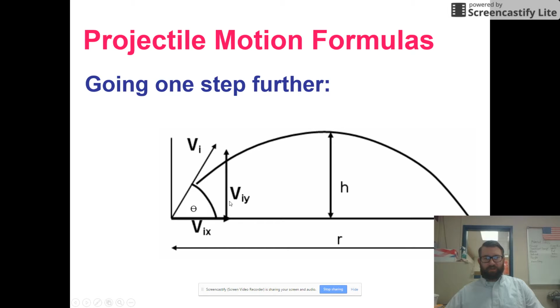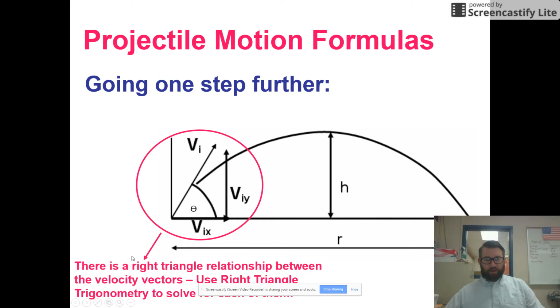So if we take this one step further, your projectile motion graph looks like this. H is height, and we know that's going to occur halfway through the projectile. R is range, and so that's going to be our total x distance. Initial x velocity, and initial velocity would be the hypotenuse of our right triangle. So we can use right triangle trigonometry to solve these problems.